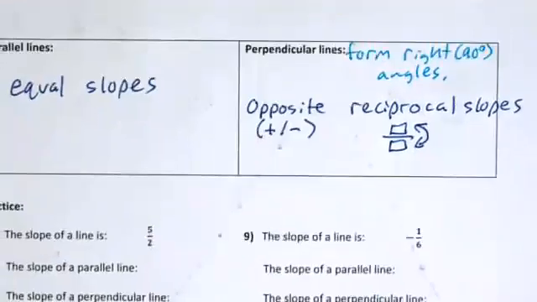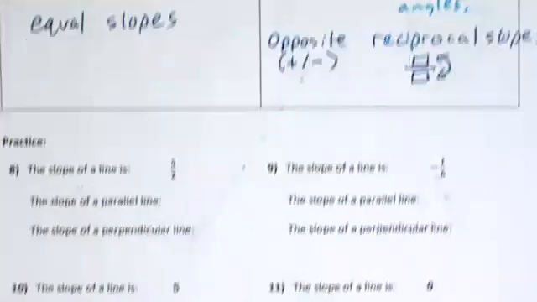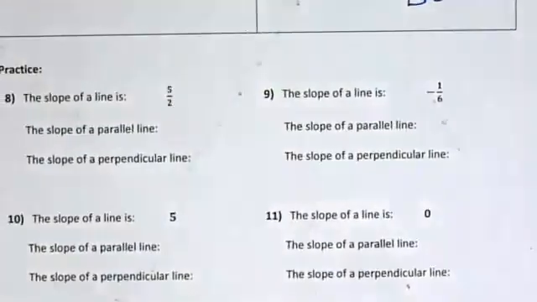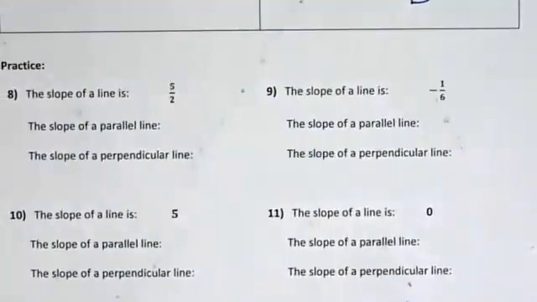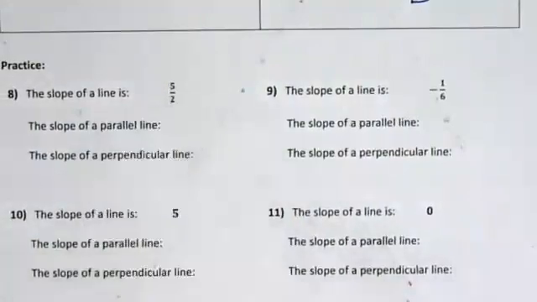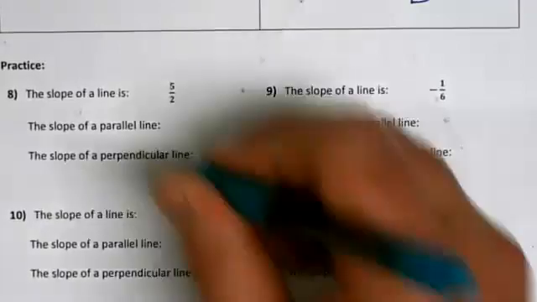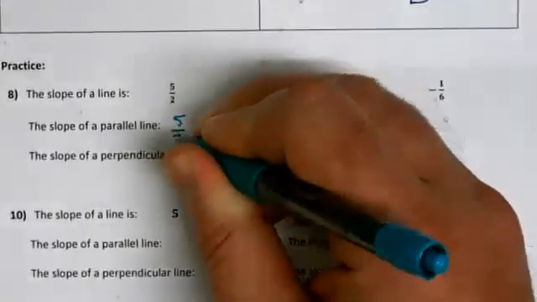So let's practice this a little bit. We'll work through number 8 together, and then I'll have you do the rest of the problems on this page, and we'll come back together and chat about the last few, because there's some tricky ones on here. All right, so the slope of a line is 5/2. If I had another line that was parallel to that, what would its slope be? Got to be the same thing, because parallel lines have equal slopes, right? So a parallel line would also have a slope of 5/2.